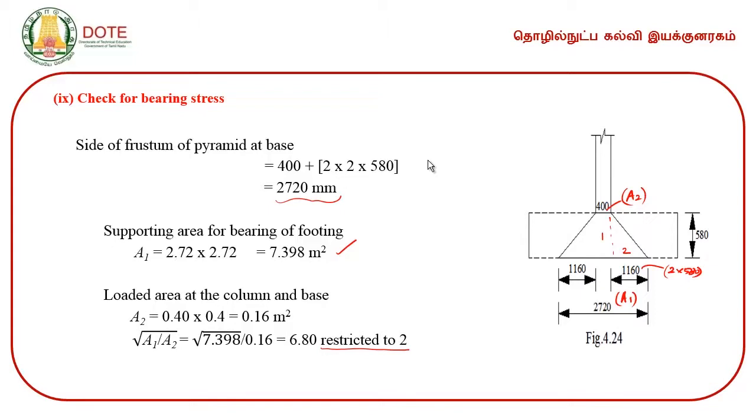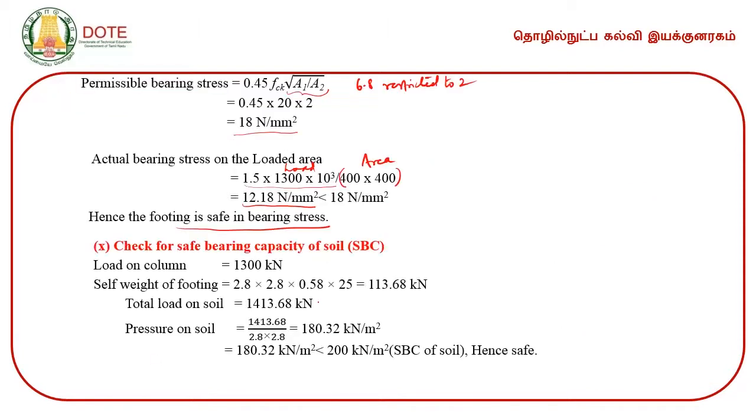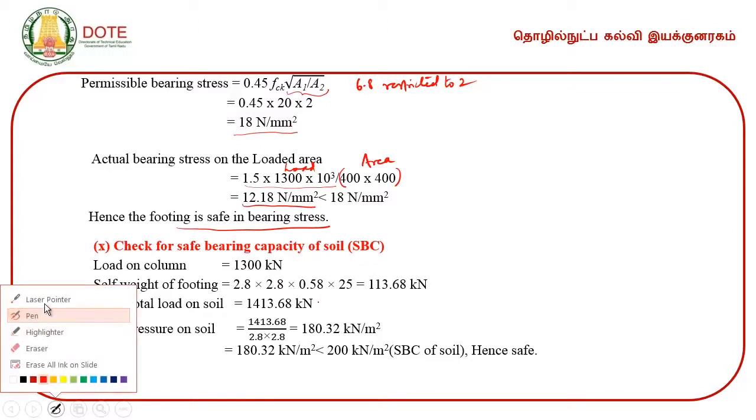Again, we calculate the actual bearing stress using this expression: actual bearing stress is the load divided by the area of the column at the base. So, this is the actual stress, and the permissible stress is 0.45 fck into root of A1 by A2, where A1 is the area of the frustum of pyramid at the base and A2 is the area of the column at the bottom. If the actual bearing stress on the loaded area is less than the permissible bearing stress, then the footing is safe in bearing stress, or bearing pressure, also.